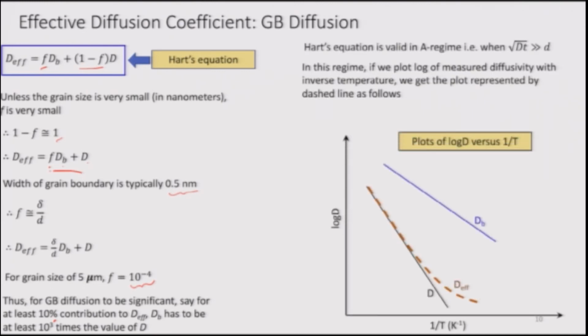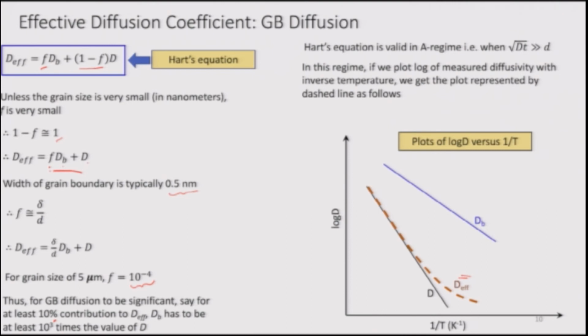So, if we plot the effective diffusion coefficient, or the log of effective diffusion coefficient, against the inverse temperature, we will get the plot similar to the dashed line which is shown here.